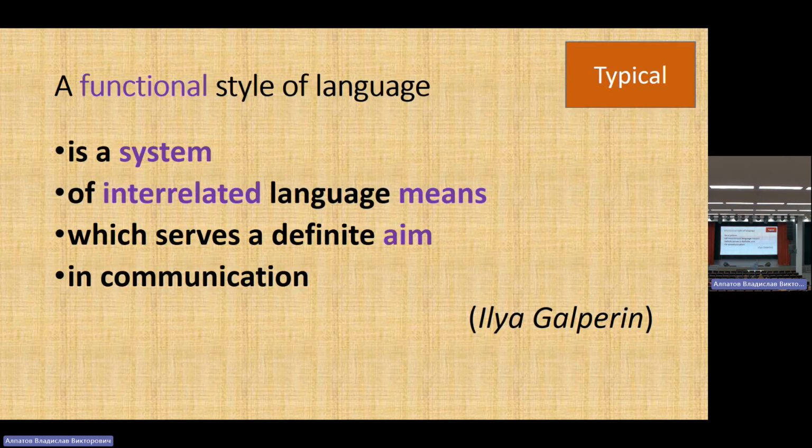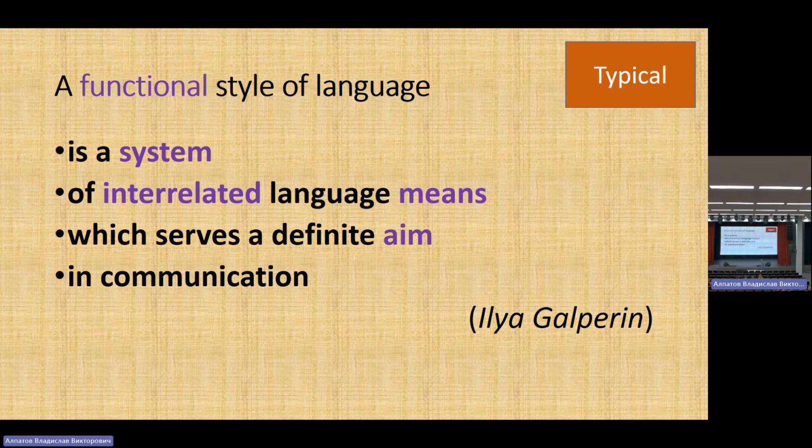If we revisit our first lecture, we'll see the definition of a functional style of language by Ilya Romanovich Galperin, who defines it as a system of interrelated language means which serves a definite aim in communication. Система взаимосвязанных языковых средств. And by language means, we mean lots and lots of different things. It's not only the words, but it's also grammar, morphology and syntax, and actually more things than that. But it's important to remember that it's a system of language means, not just the vocabulary. And one more part, which we tend to forget, is that each style has its own aim in communication, right?